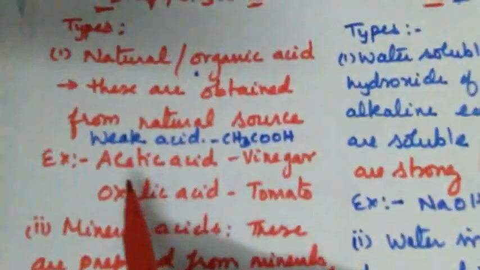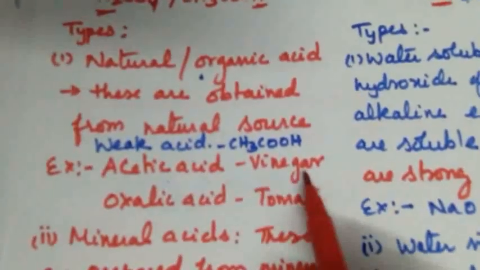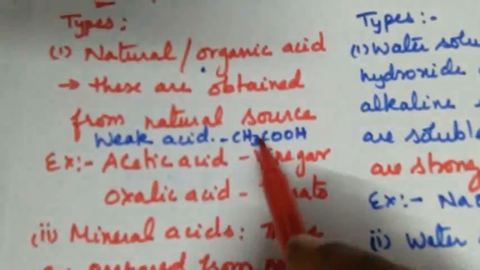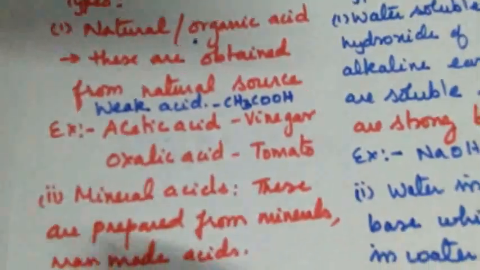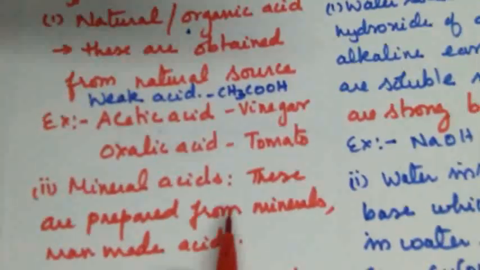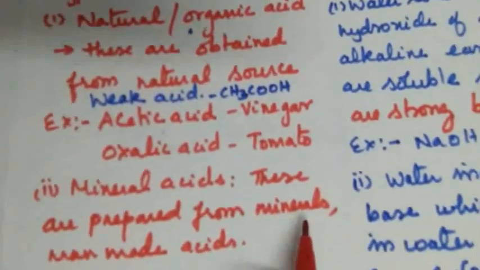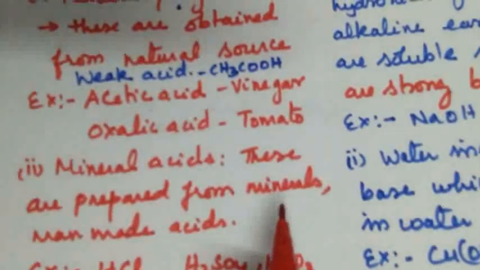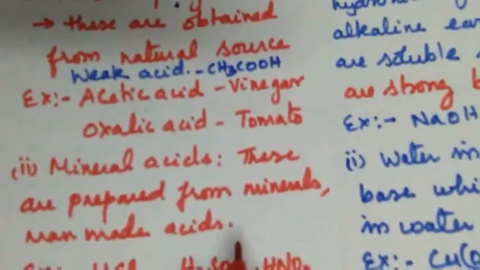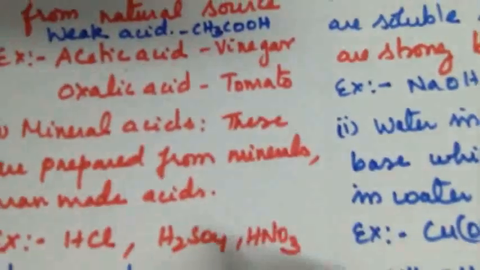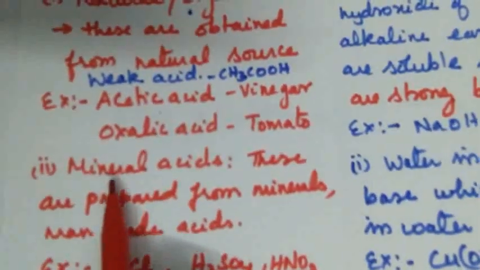For example, acetic acid we get as vinegar, and oxalic acid is from tomato. All these are organic acids. Then we have another type, mineral acid. Mineral acids are prepared from rocks, so it is a man-made acid. When we take minerals from rocks and make them into acid, we call them mineral acids. Examples are HCl, H2SO4, HNO3. This is one classification: natural or organic acid and mineral acid.